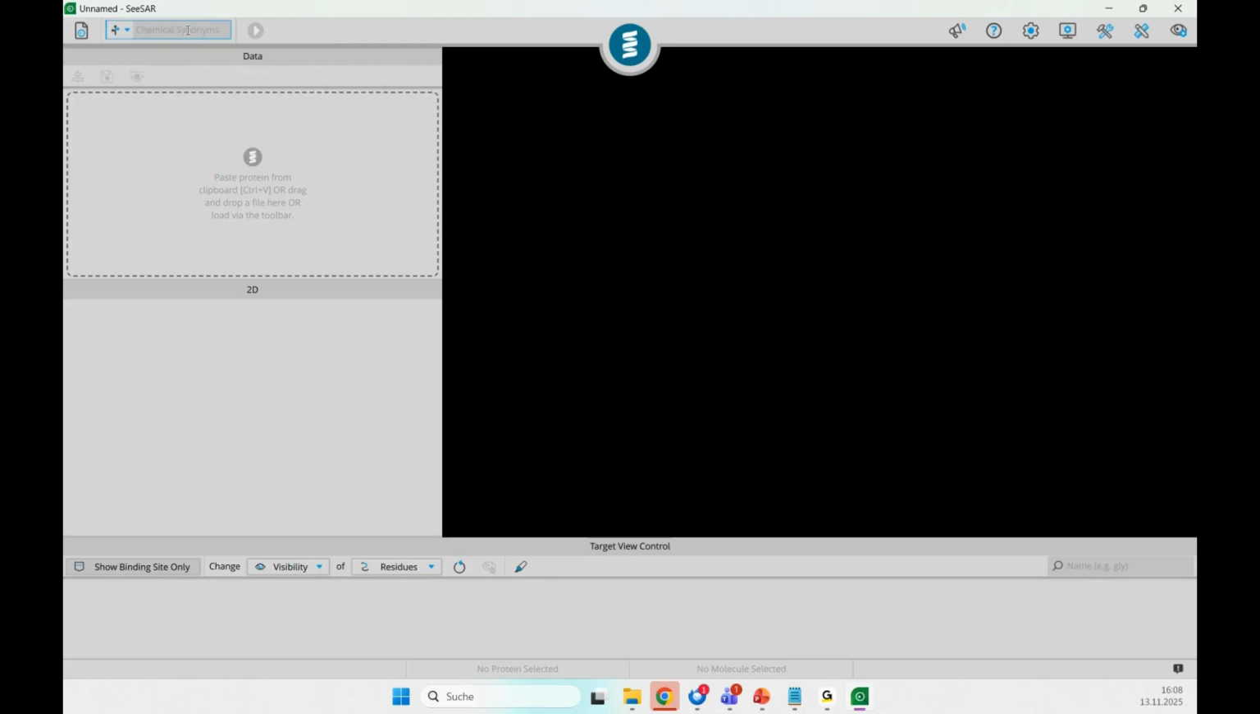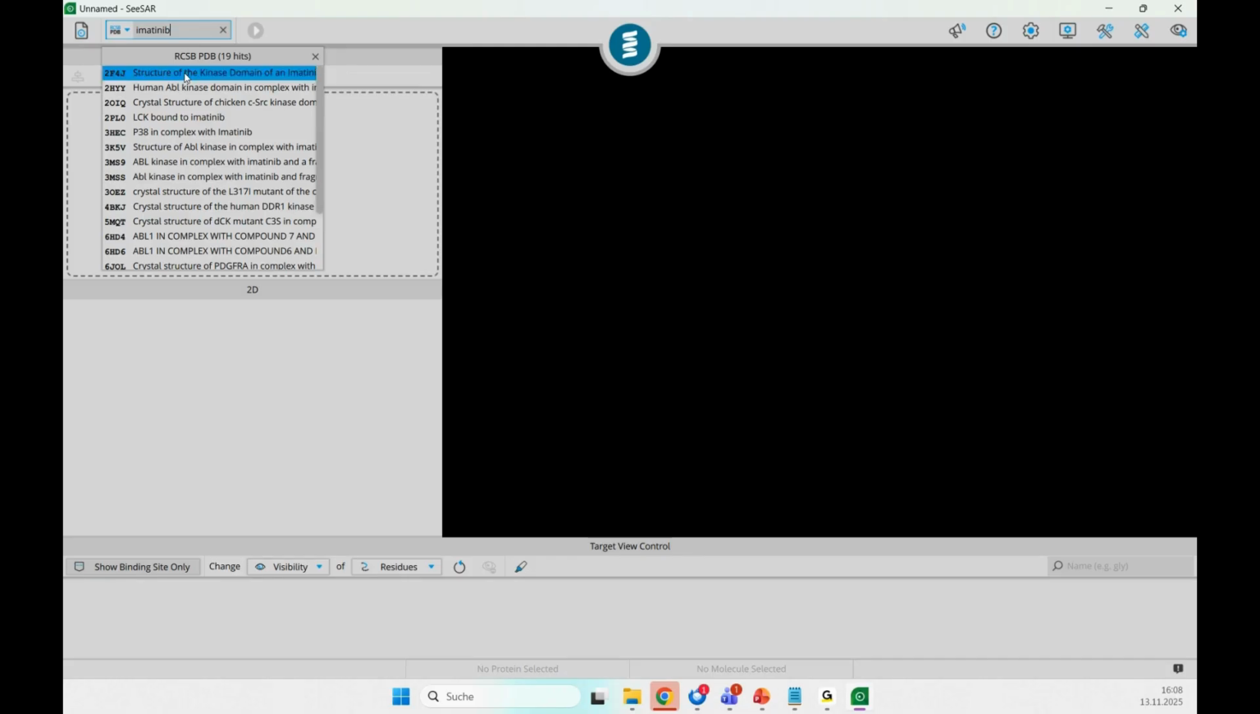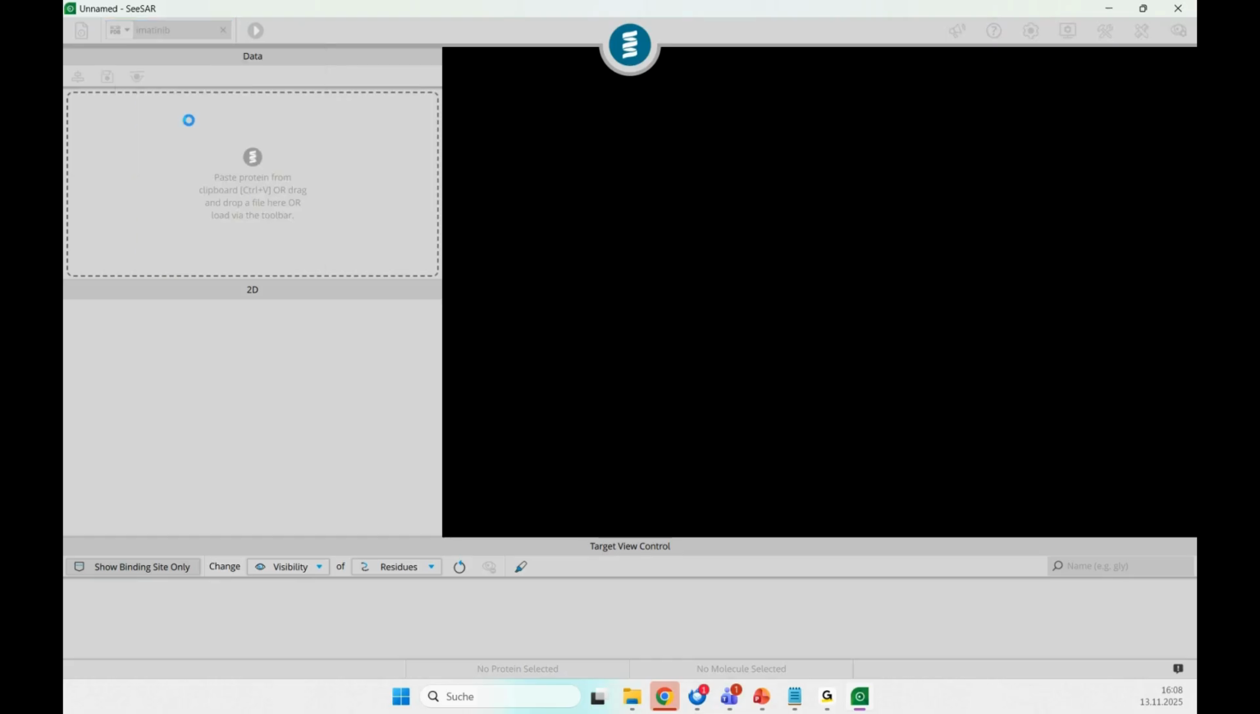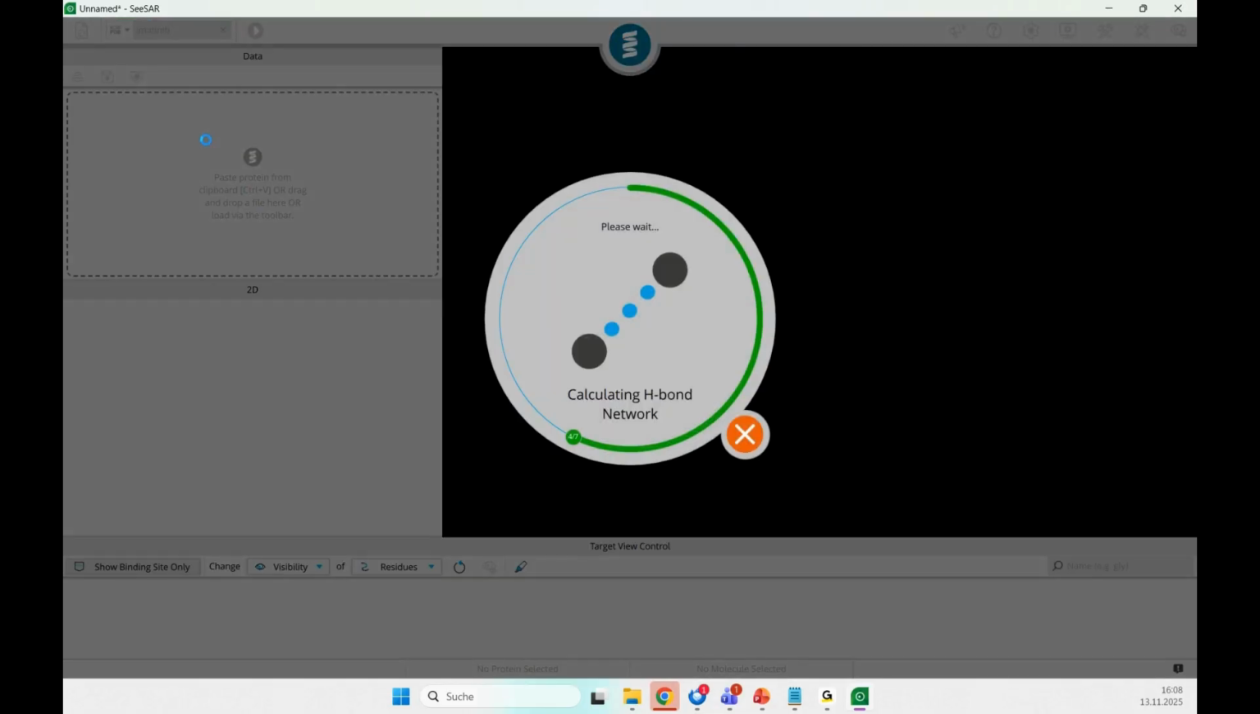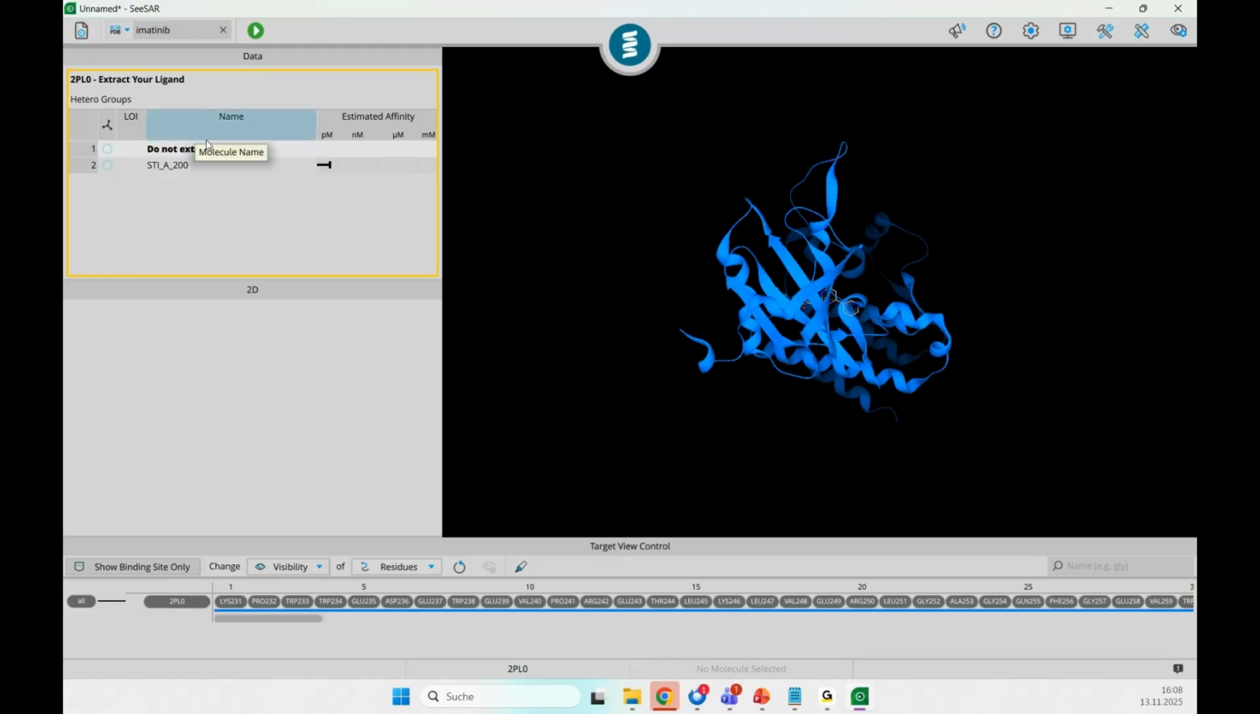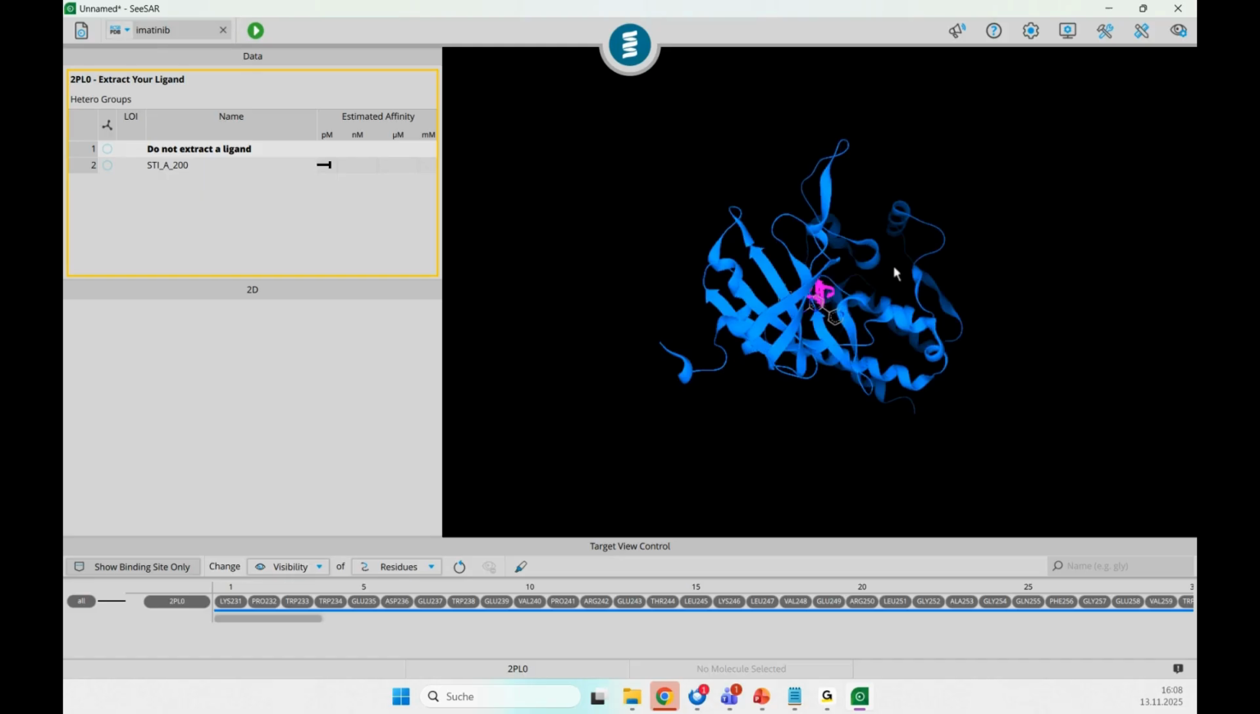So to dive in, let's load our first structure. I will go back to the PDB code and work with imatinib today. And I decide to go with 2PLO. And by clicking on it, I directly download the structure from the protein database. And here we are.